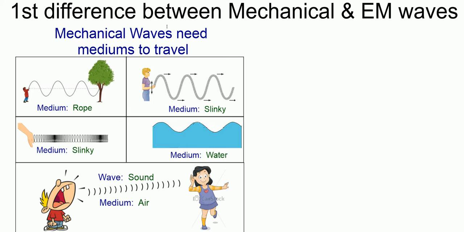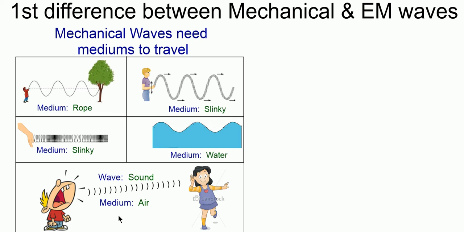Now, a mechanical wave needs a medium to travel. This wave here needs the rope. Without it, there's no medium, there's no wave. Over here, this wave needs a slinky for its medium. Without that slinky, no slinky wave. Same here. No medium, no slinky wave. Same here for water. No water wave.